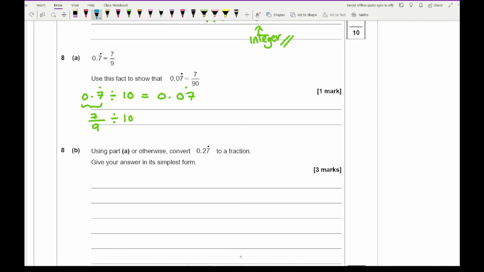Then if I convert the 10 into a fraction and then use the rules of fractions and division where I flip the second fraction and it becomes a multiply, then all I'm left with is 7 times 1, which is 7, over 9 times 10, which is 90, which is what they wanted me to show.